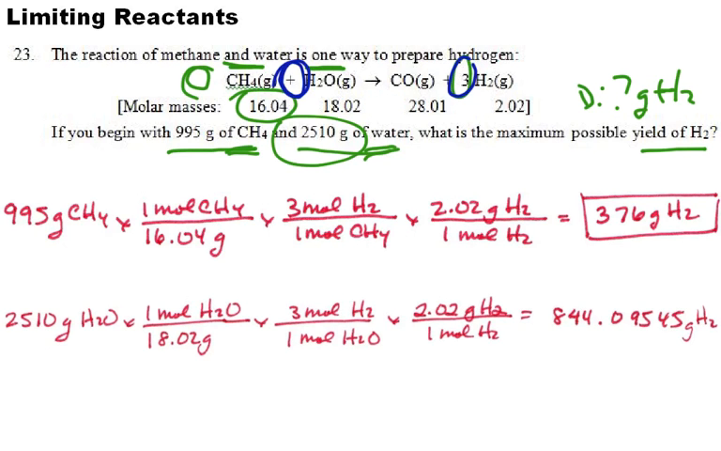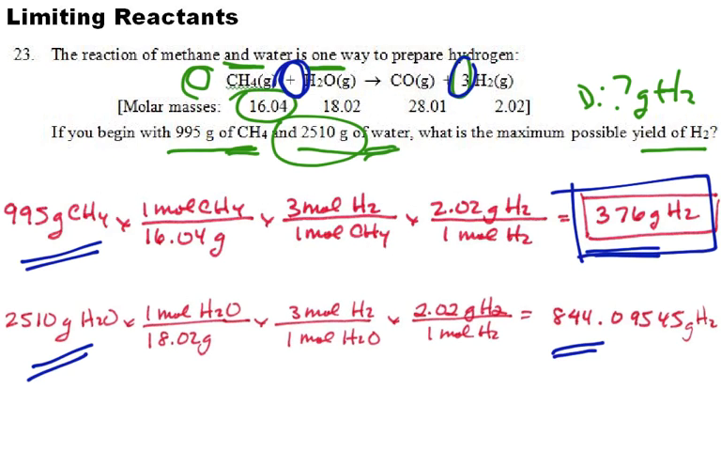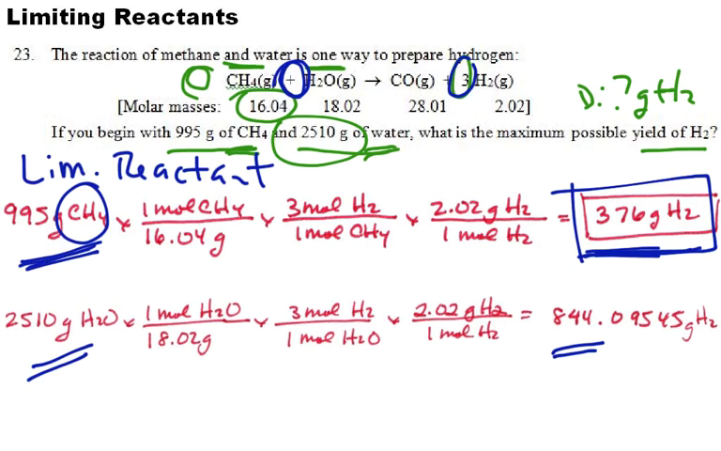So we're saying here that this methane is enough methane to make 376 grams of hydrogen, and the water we have is enough to make 844 grams of hydrogen. So this smaller number here is our real answer, and we're going to find out that the methane here is our limiting reactant. It's the one that's going to run out first. So we run two equations using both givens. Whichever gives a smaller answer is the correct answer, and whichever given gave us that smaller answer is the limiting reactant.